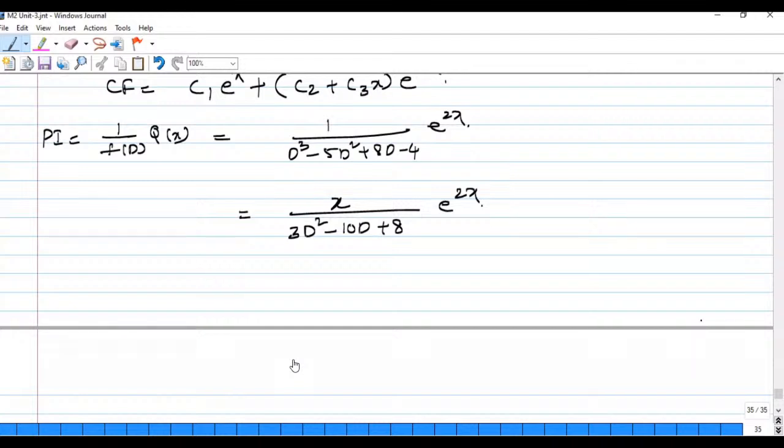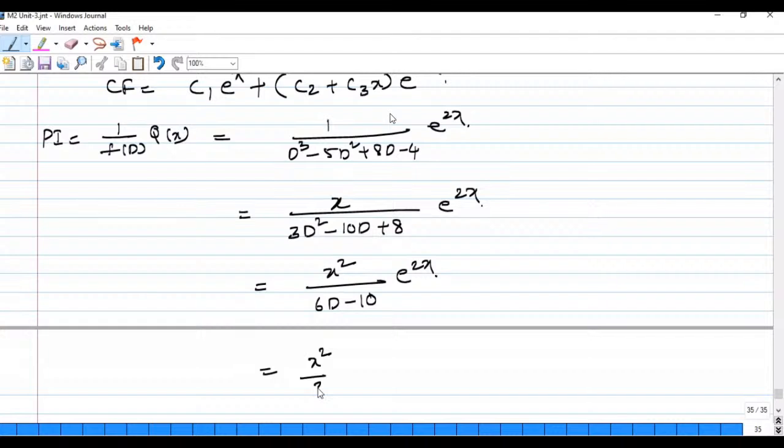Tell me, what is the denominator if you put d equal to 2? 0. Then x square by 6d minus 10. Again put d equal to 2. It is 2. So x square by 2 into e power 2x.